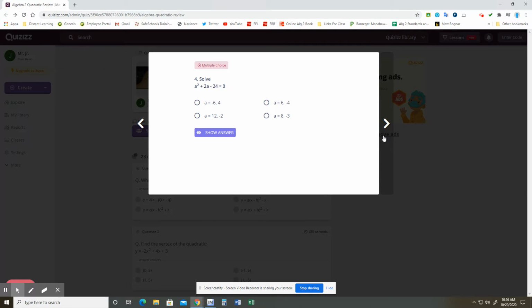Switching to number 4. Now, they want you to solve this problem. Solving this problem could be done in one of two ways. You could solve this problem by factoring, or you could solve this problem by using the quadratic formula. For the sake of argument, I'm going to solve this by factoring, and I'll use the quadratic formula for a different set of problems a little bit later on.